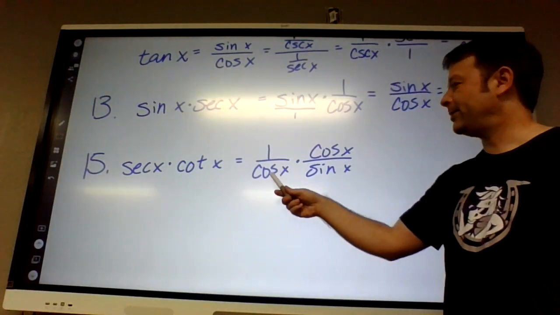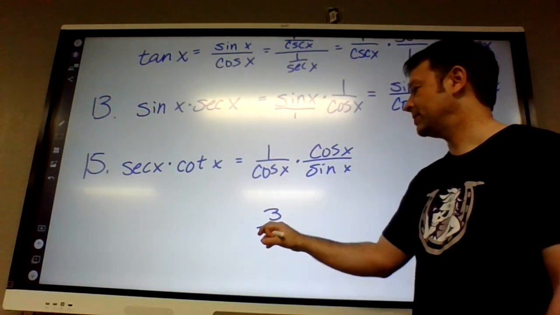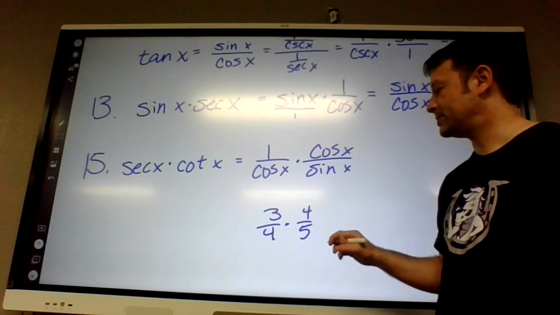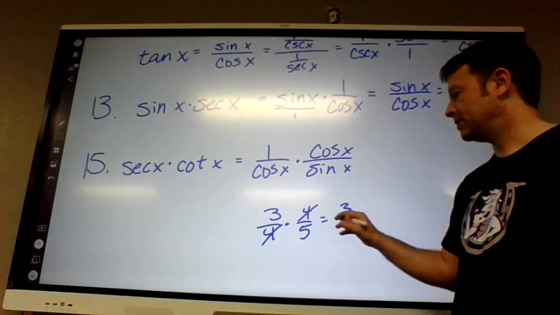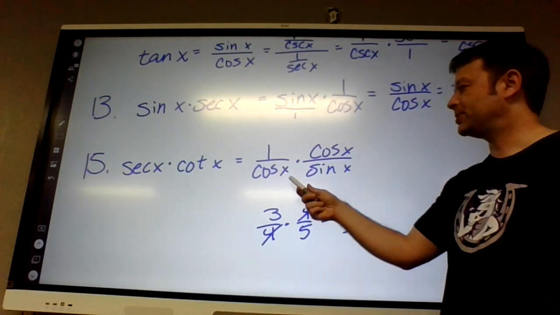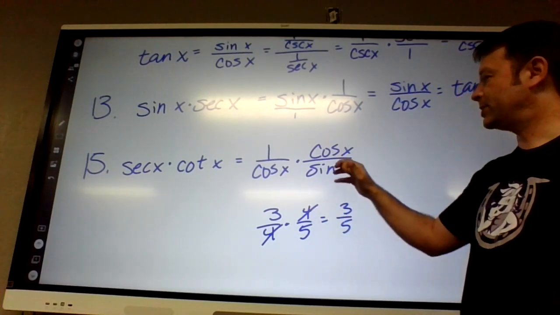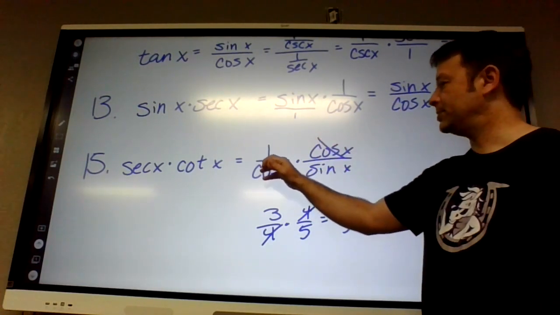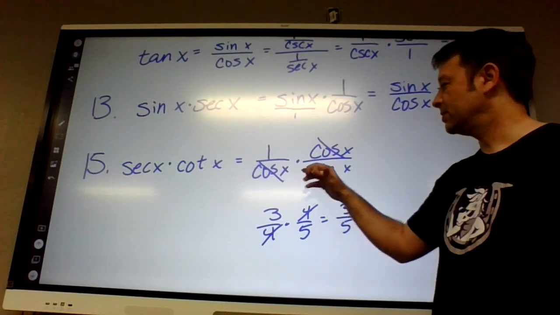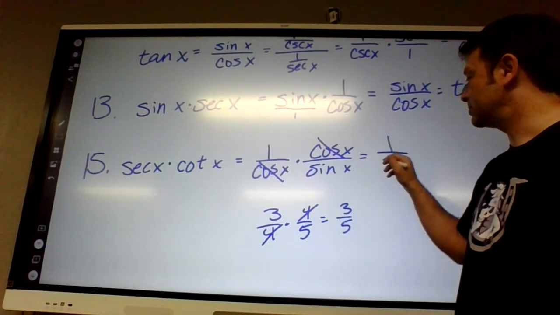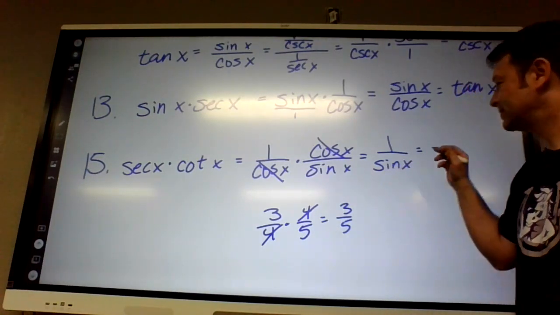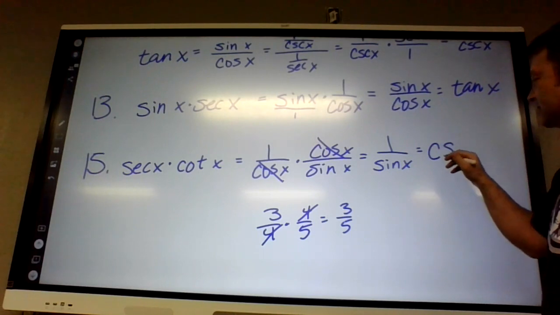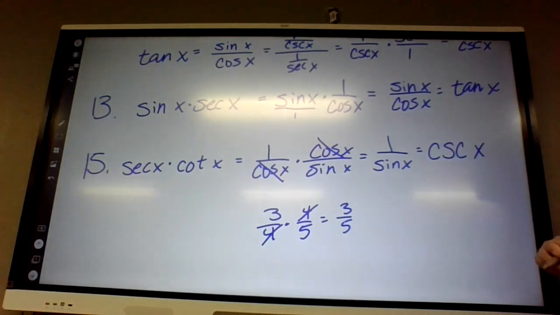Okay, what's going to happen? Do you guys remember how fractions work? What happens if I multiply these two fractions together? That happens, right? So guess what's going to happen here? I don't know what cosine of x is, but I do know that it will reduce with that. So I get 1 over sine. What's another way of saying 1 over sine? Cosecant. Which, guess what? That's what they wanted.